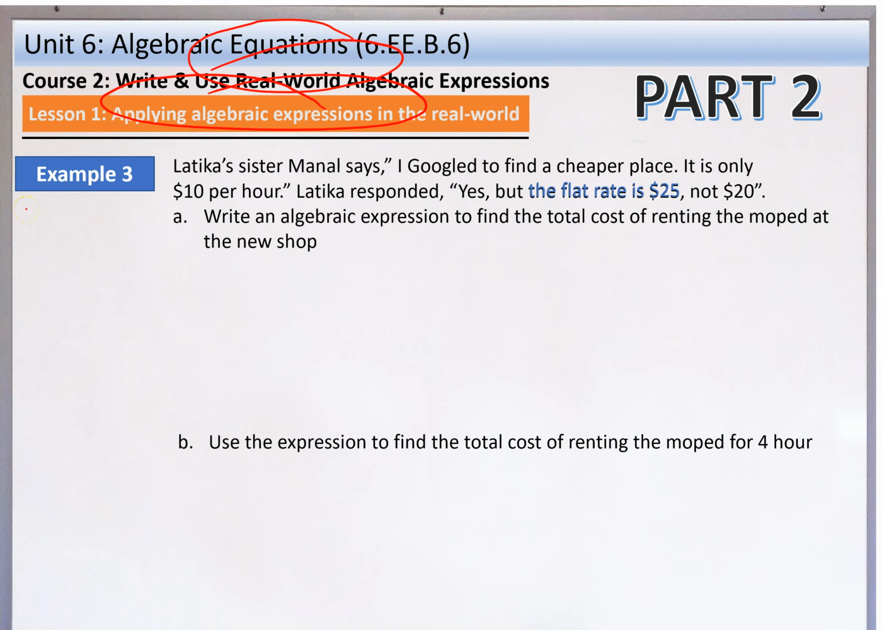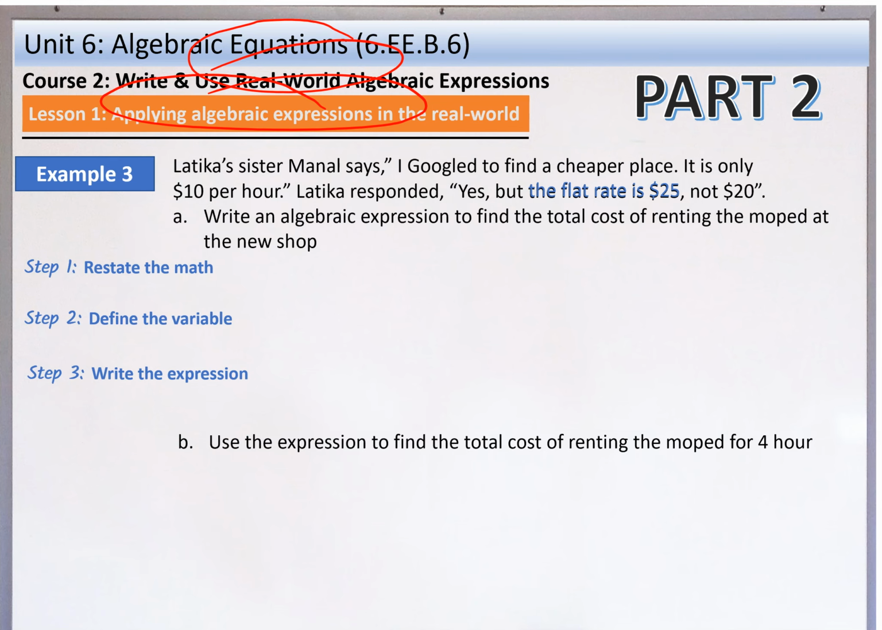So Latika's sister, Manal, says, I Googled to find a cheaper place. It is only $10 per hour. Latika responded, yes, but the flat rate is 25, not 20. Let's write an algebraic expression and find the total cost of renting a moped at the new shop, and then use the expression to find the total cost of renting a moped for 4 hours.